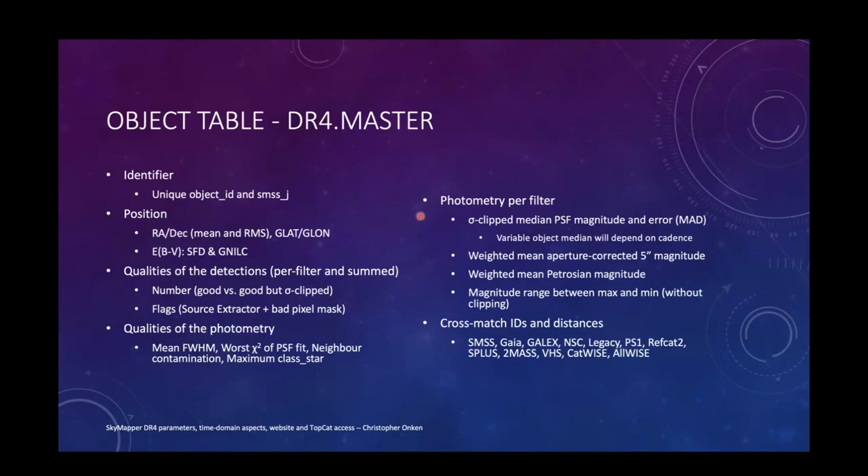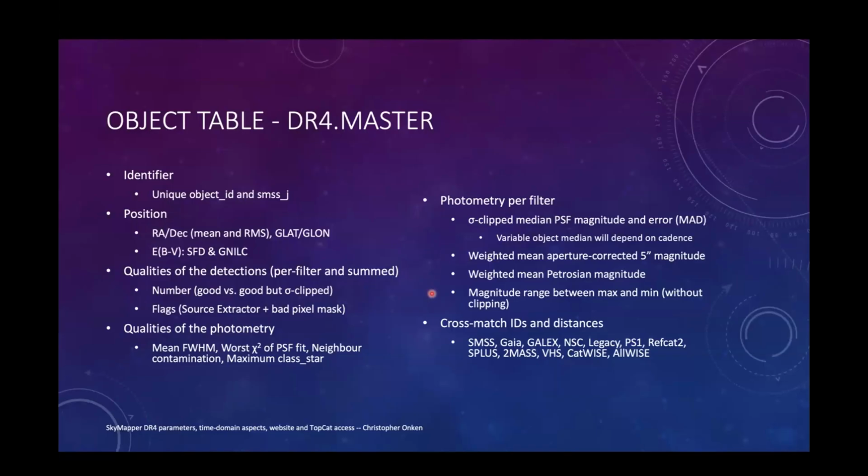And then we have what most people would be interested in, the photometry in each of the 6 SkyMapper filters. For point sources, that's a sigma clipped median PSF magnitude. But we also store the weighted mean of the aperture corrected magnitude within a 5 arc second diameter aperture. And we have the Petrosian magnitude, more useful for extended objects. And for variable objects, we include the range of magnitudes in each filter between the brightest and the faintest.